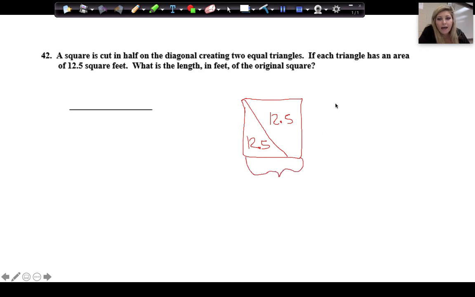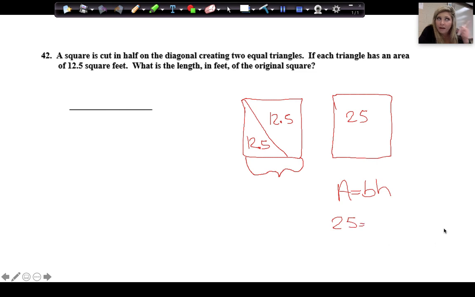Well, if we add those two numbers together, we get 25 because 12.5 plus 12.5 gives us 25. Remember, when we are trying to find the area for a square, we do area equals base times height. But in a square, both your base and your height are the same number. So we need to think what two numbers, they have to be the same, when multiplied together gives us 25. And the answer is 5 because 5 times 5 or 5 squared gives us 25. So our answer is 5 feet. This has to be 5 feet and this has to be 5 feet.